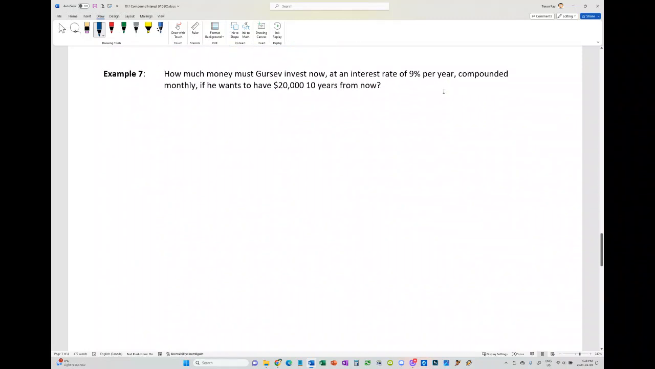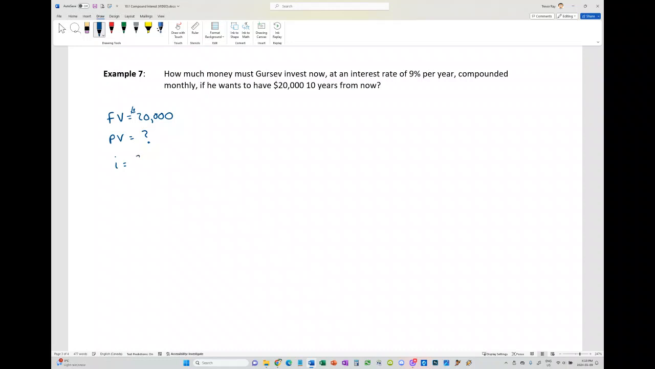All right, example 7. How much money must Dave invest now at an interest rate of 9% per year compounded monthly if he wants to have $20,000 10 years from now? Okay, so his future value, the amount he's going to want later, is $20,000. The amount that he needs to put aside now is what we're looking for. We don't know what it is.